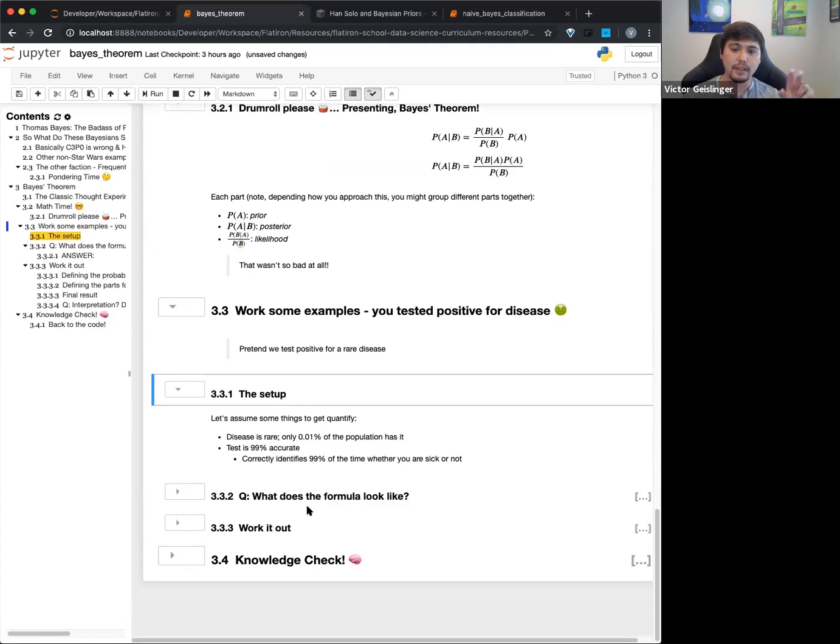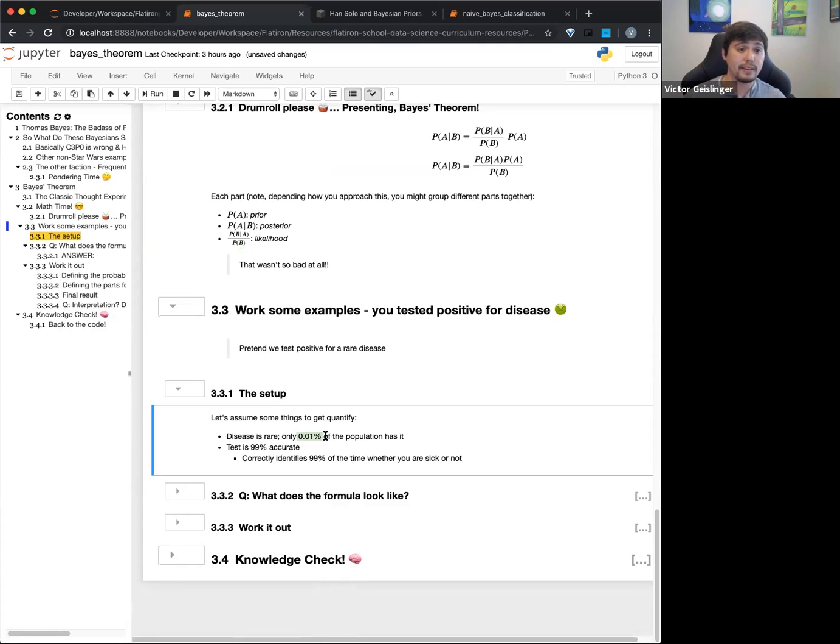So I said it's a rare disease. I'm gonna say a rare disease being like 0.01% of the population, which actually isn't super rare, I guess. That's not a huge amount. Think of 1 million people, that's still quite a lot of people who would have this disease. But basically 1 out of 10,000 people would have this disease. So relatively rare, right? And we're gonna assume the test is 99% accurate.